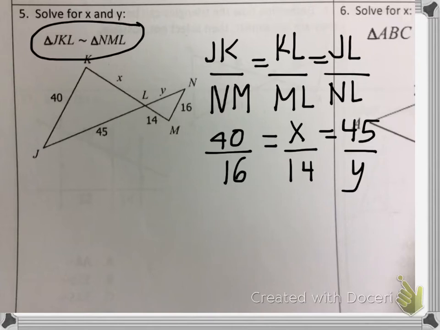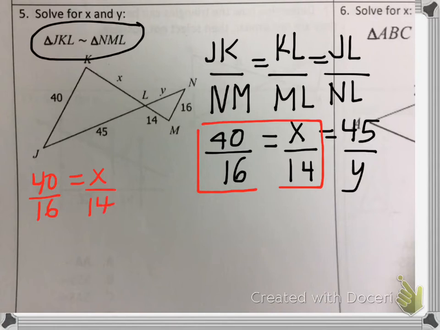So for solving for x, we need to use the ratio with numbers and obviously the one with the x in it. So to solve for x, we have 40 over 16 equals x over 14. And for 40 over 16, I'm actually going to reduce that. The greatest common factor of 40 and 16 is 8. So we get 5 halves is equal to x over 14.